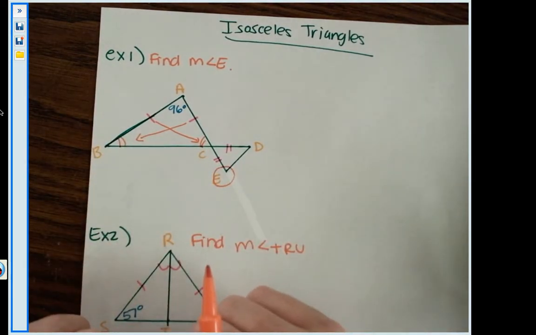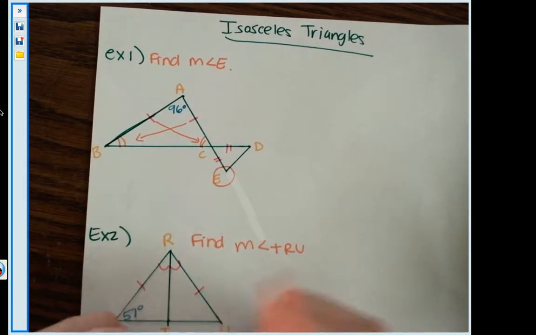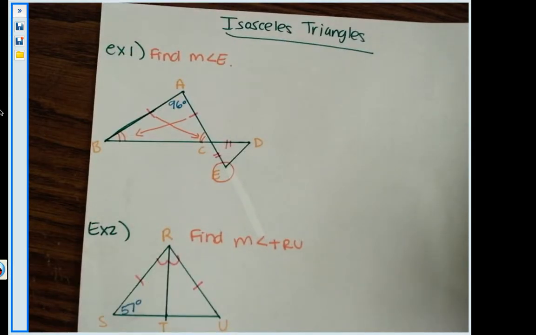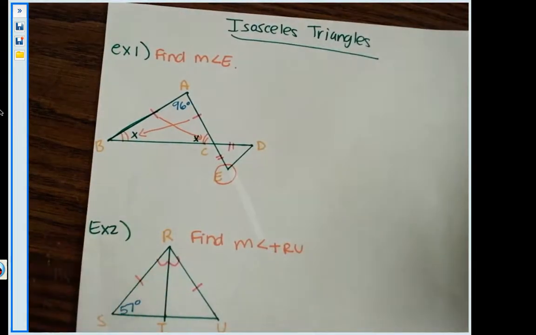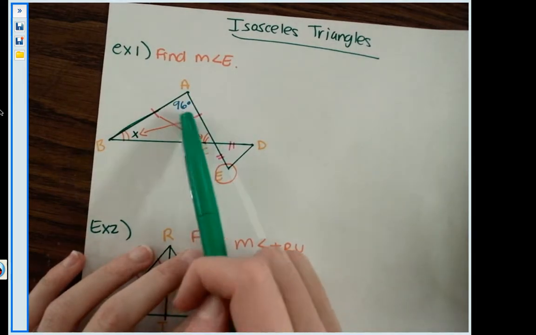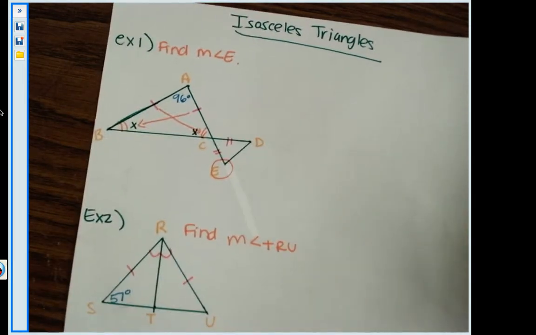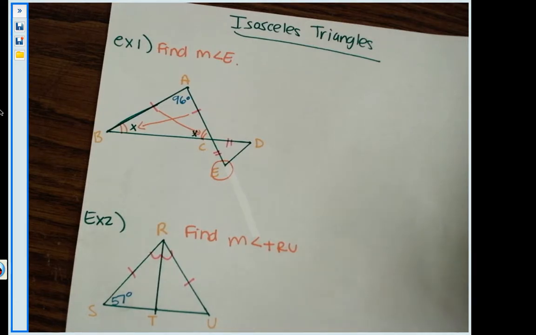Well, I know that all three angles in a triangle are going to add up to be 180. I'm just going to call each of these angles X. Why not? And since they're congruent, they're both going to be X. So using the triangle angle sum theorem, I know that these three angles will add up to be 180. So I'm going to do that first to help me figure out what angle X is going to be.